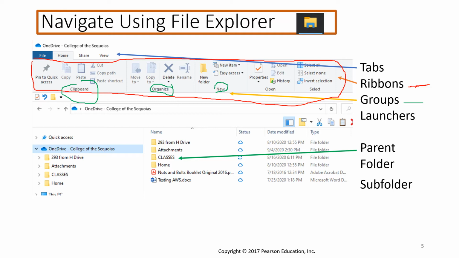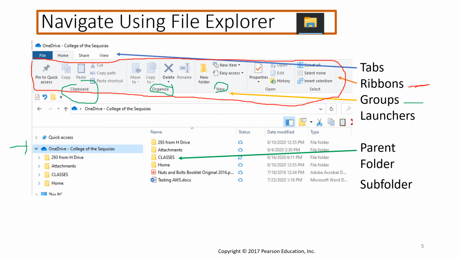So when I'm looking at my left pane, I can see that I'm using the OneDrive right now. The OneDrive is the cloud to save. So when I save to the OneDrive, wherever I am, I can get a hold of those documents. So I'm saving to the COS OneDrive. Whether I'm at school or at home, I can access those files.